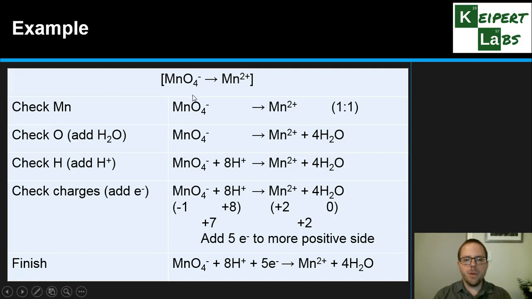The reality is that for most of the ones that you're doing, you won't necessarily have to apply all of these steps. You'll probably only have to do the first and the last steps. So balancing out the atoms that are not oxygen or hydrogen, and then checking the charges and adding electrons in to adjust for that. Okay, but I wanted to walk you through a more complicated example so that you would know how to do it when you encounter them.